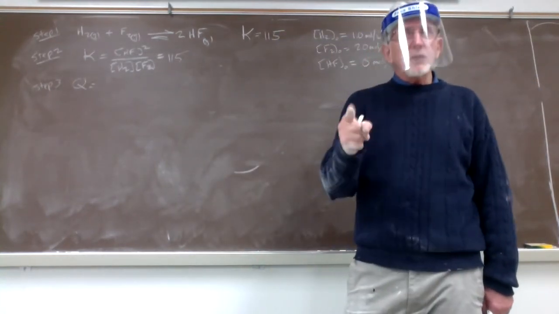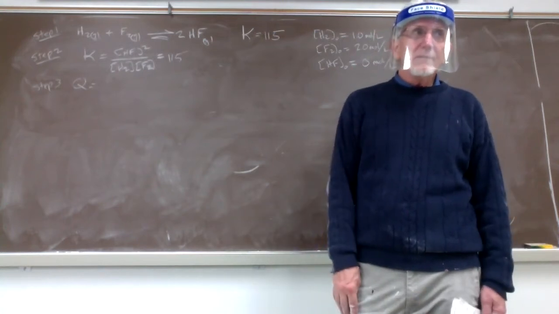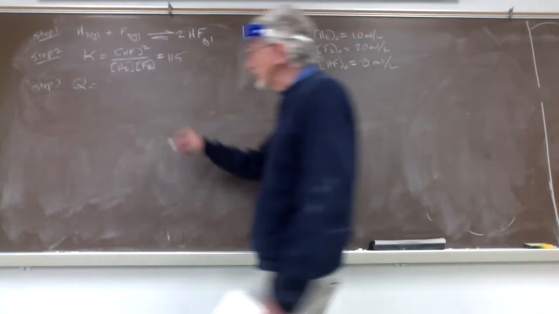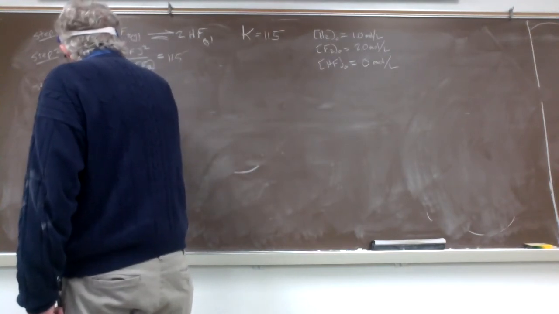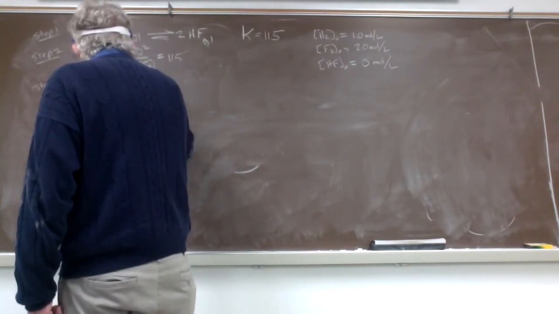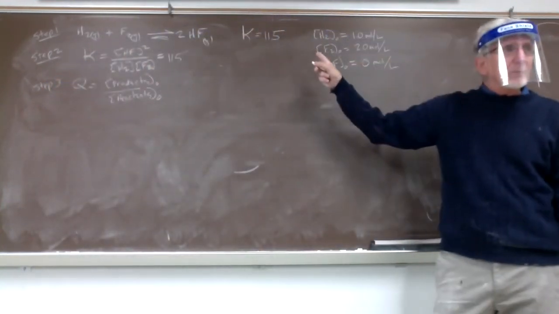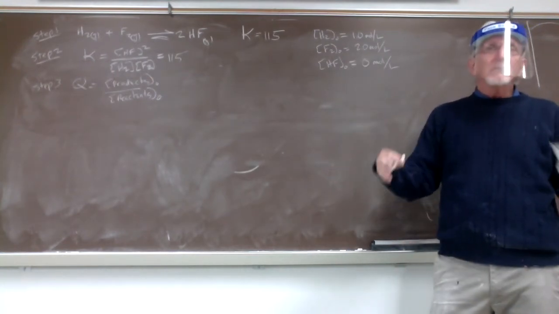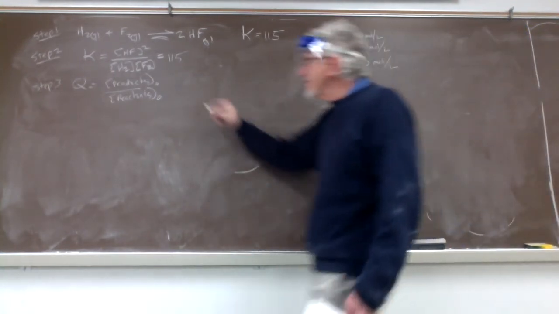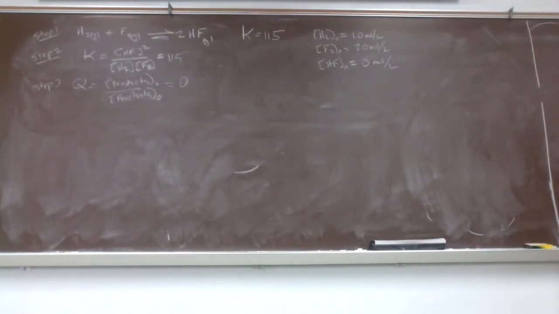Step 3, determine Q. You don't even have to do a calculation here. What must Q be? 0. Good, because what is Q? Product concentrations over reactant concentrations, the initial concentrations. And what's the concentration of the product? 0. What is any number divided by 0? Sorry, 0 divided by anything is going to be 0.